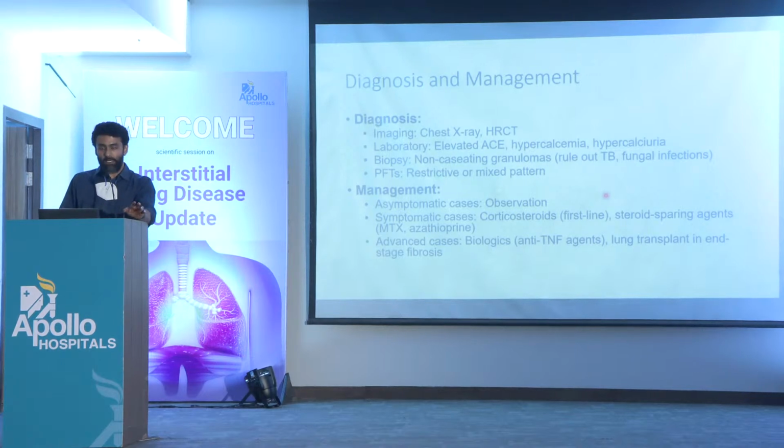So in asymptomatic cases, wherein we have just picked up an incidental mediastinal lymphadenopathy and the patient does not have any symptoms, we can just opt for observation. In symptomatic cases, steroids are the first line of treatment. Steroid-sparing agents like methotrexate and azathioprine can be added on a case-to-case basis. In advanced cases, biologicals like anti-TNF-alpha have been used. And for end-stage disease, like how ma'am said, for all these progressive pulmonary fibrosis or all your PF-ILDs, lung transplant is an option for end-stage fibrosis.